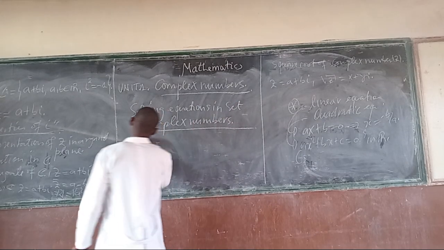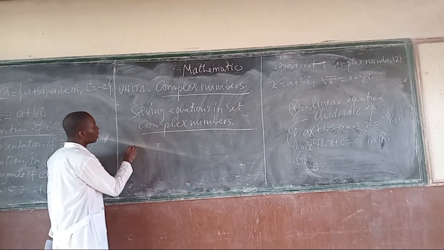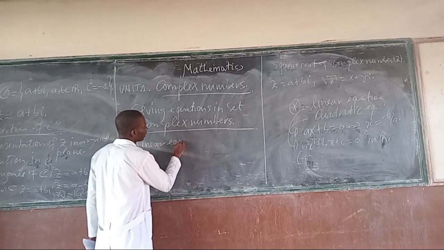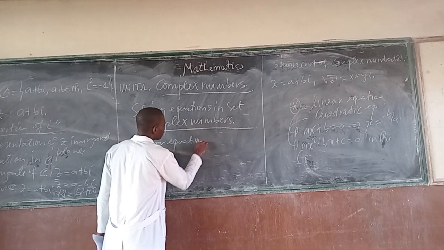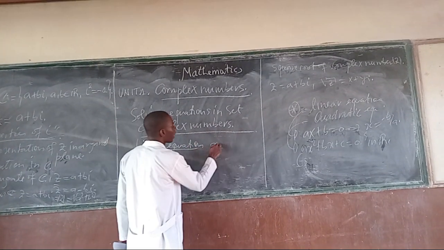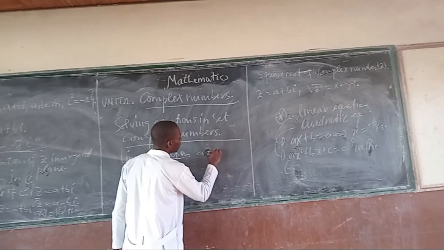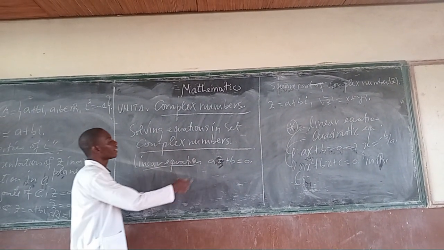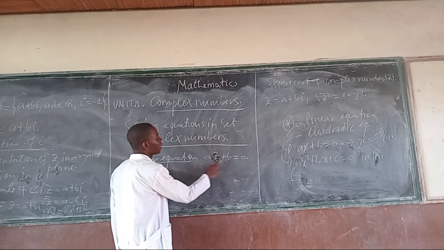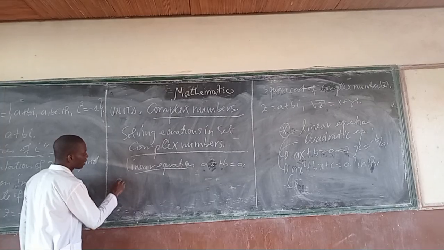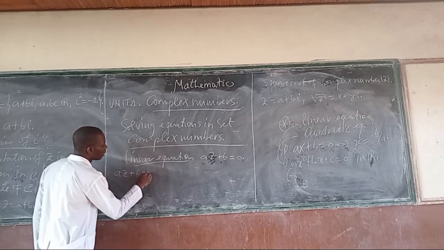Now, in a set of complex numbers, for example for a linear equation, we can see how to solve it. It is of the form az plus b equal to 0. In this case, we find the value of this z that satisfies this expression to be equal to 0. What does this mean? Here it means that az plus b is equal to 0.